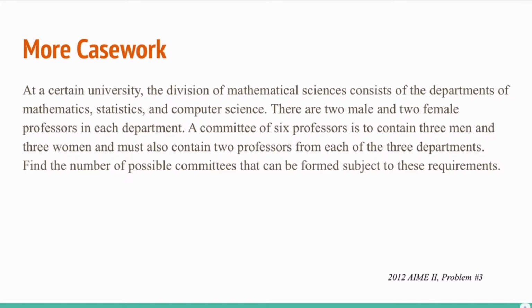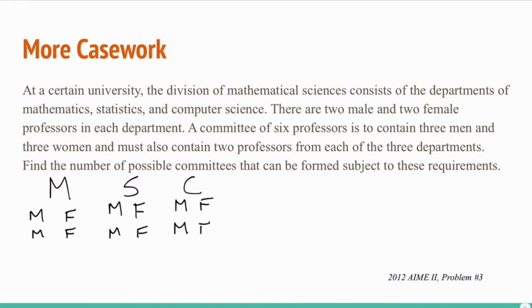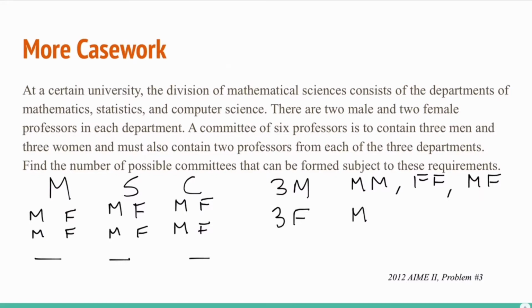Let's start by trying to visualize some of these cases. Each department, let's call them M, S, and C, has 2 male and 2 female professors. And we need to choose 2 professors from each department such that there are a total of 3 male and 3 female. There's only 2 ways in which we can do that, which is MM from one, FF from another, and then MF from the third. Or we can just do MF from all 3.